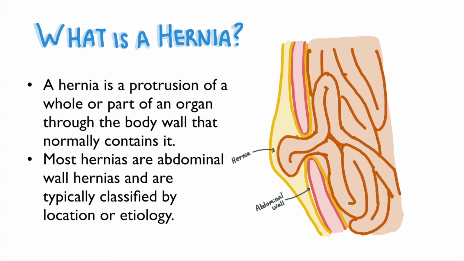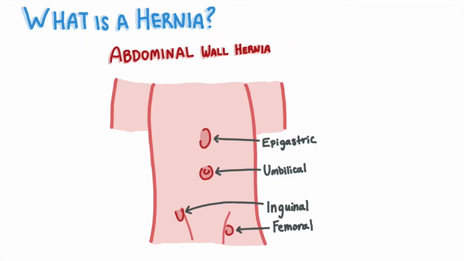As you can see here in this diagram, a hernia is a protrusion of a whole or part of an organ through the body wall that normally contains it. Most hernias are abdominal wall hernias and are typically classified by its location or etiology. Abdominal hernias, or also called external hernias, are classified into midline or groin hernias.